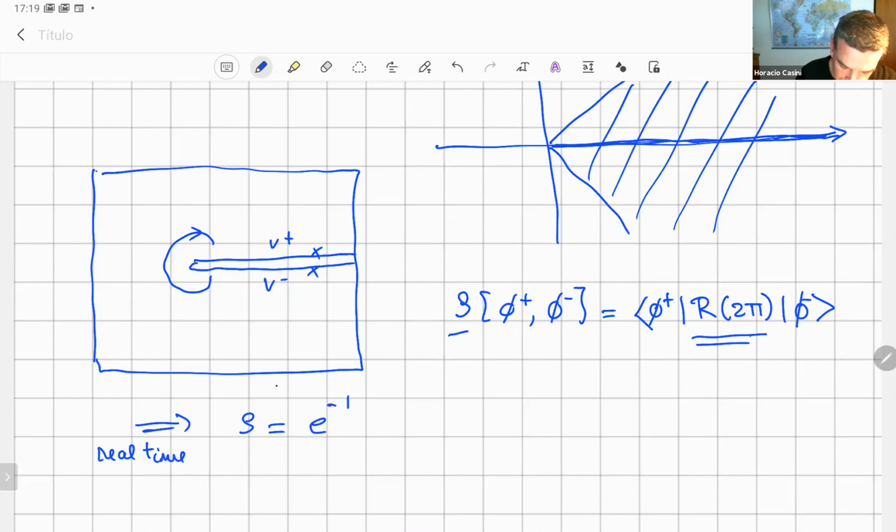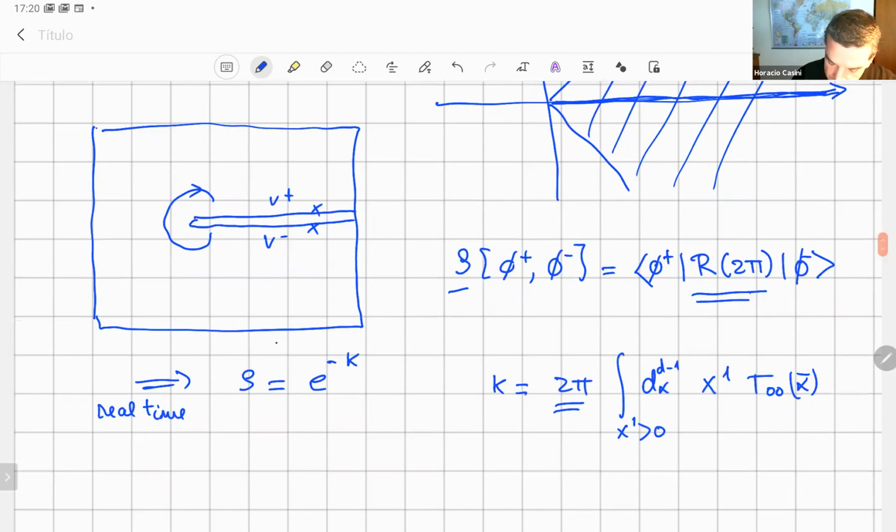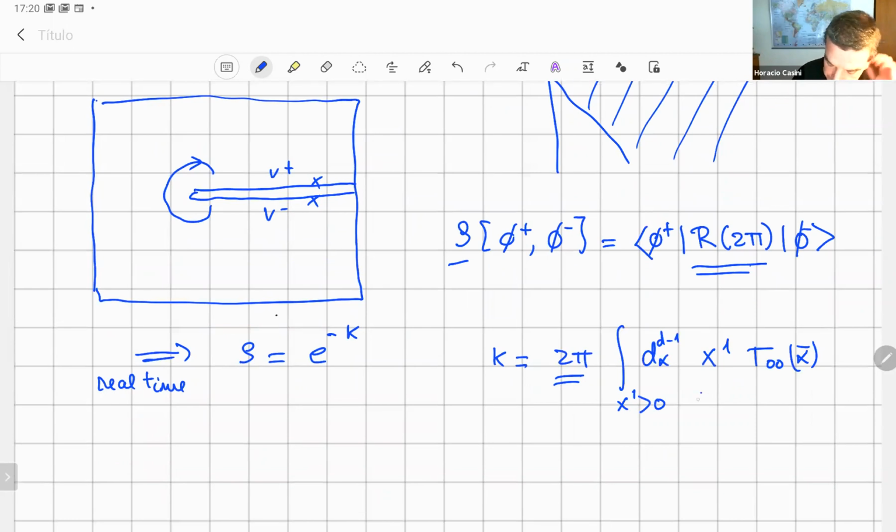And when you go to real time, this generator corresponds to the boost operator. So K is equal to 2 pi. This remembers the angle 2 pi in the Euclidean formulation times the boost operator. In fact, it's half the boost operator. So I'm here writing the boost operator as an integral of the Noether current, the corresponding Noether current. So this is half of the boost operator.